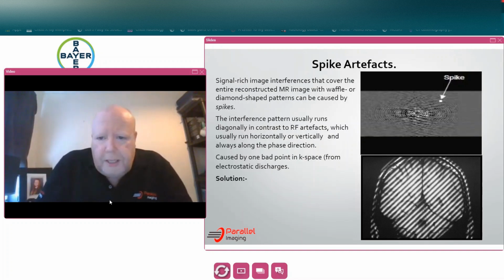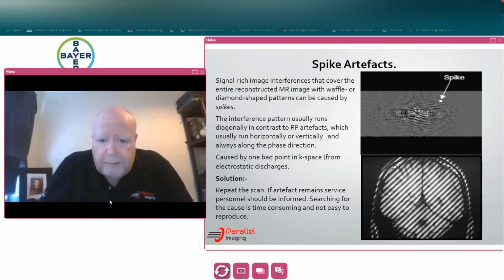Spike artifacts. These are quite extreme, but they're very similar to the herringbone, but they show up as diamond-shaped patterns, and these are caused by electrostatic spikes, and it can be caused by one bad point of K-space from an electrostatic discharge. Again, there's nothing you can do about it.